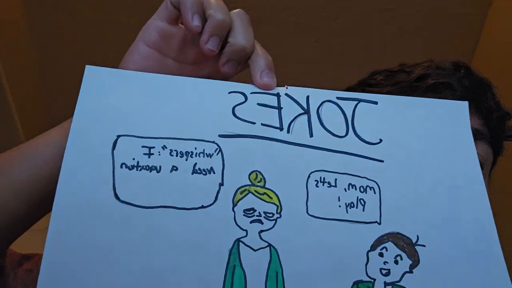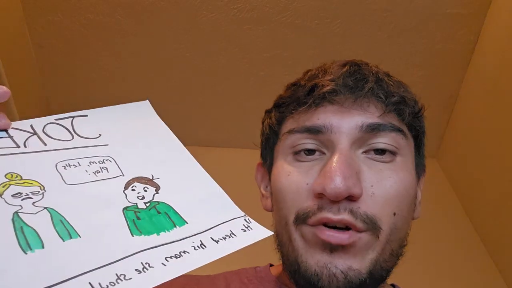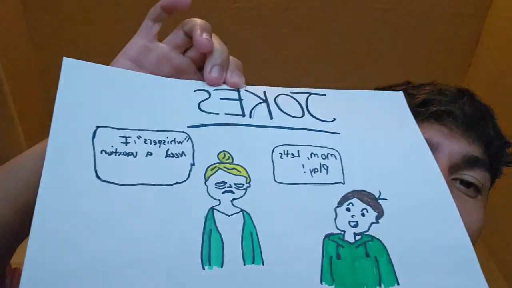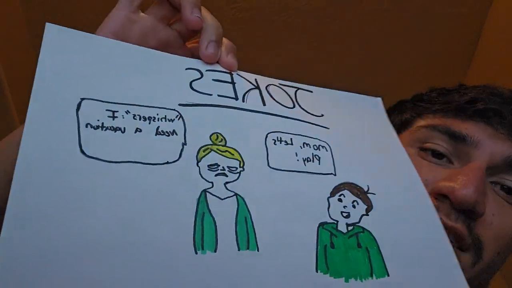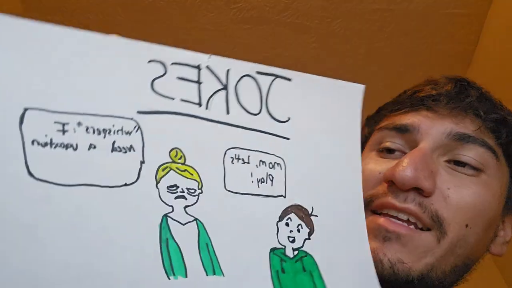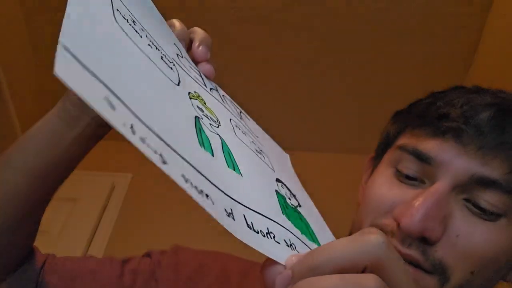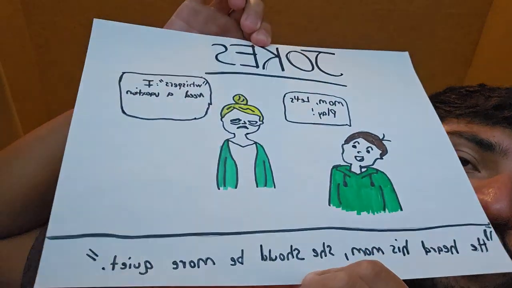Next, I decided to go with jokes. Jokes obviously being something that's not real. They're just messing around, but you never know that. Here I have the son asking the mom to play. It says, "Mom, let's play." And she whispers that she needs a vacation. Now, at the bottom, I put that he heard his mom, and she should be a little more quiet.